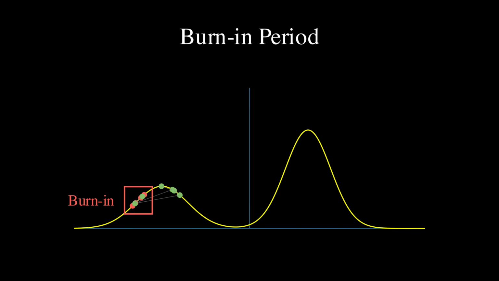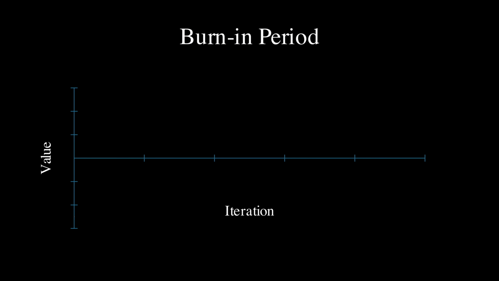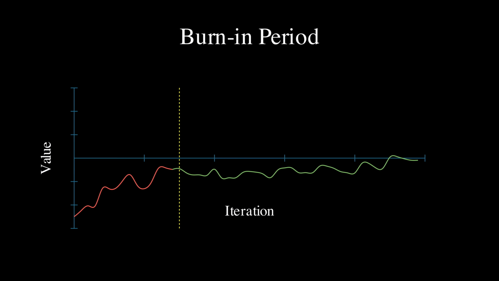But after this burn-in, after the chain has forgotten its starting point, every green sample is effectively drawn from our target distribution. Look at this trace plot showing sample values over iterations, and you can see the burn-in period clearly. Those red values are still converging, still finding their equilibrium, but after that yellow line at iteration 15, the green trace has settled into its stationary behavior. The samples bounce around in a pattern that perfectly reflects our target distribution, and if you were to histogram these green samples, you'd recover the exact shape of the distribution we're trying to sample from.